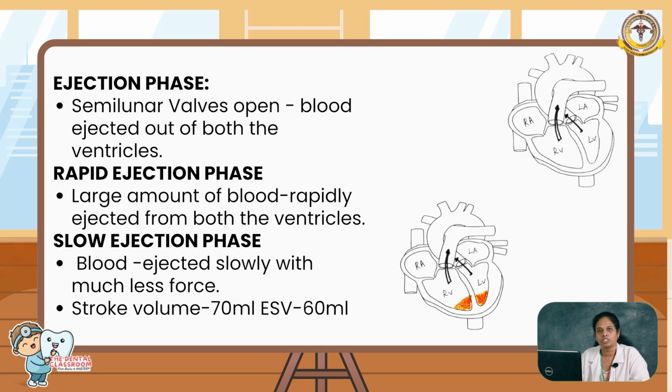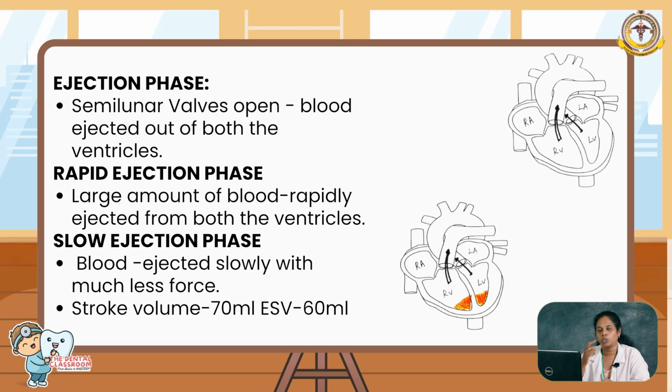So once the rapid ejection phase and the slow ejection phase are completed, how much blood will be pumped from the ventricle to the aorta? That is nothing but your stroke volume. The amount of blood pumped by the ventricle because of one contraction of the ventricle is known as stroke volume, which is about 70 ml. So already the ventricle was filled with 130 ml, now 70 ml is ejected. Once the ejection phase is over, the amount of blood that remains in the ventricle, we call it the end systolic volume, which is about 60 ml.